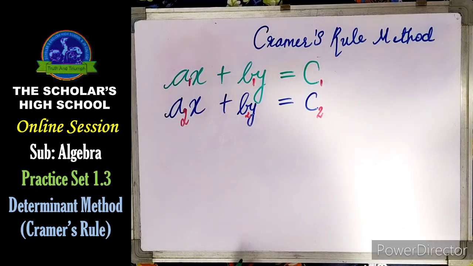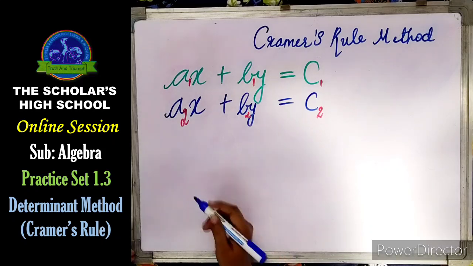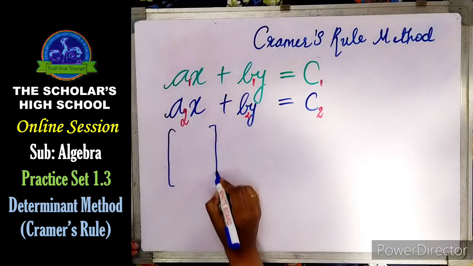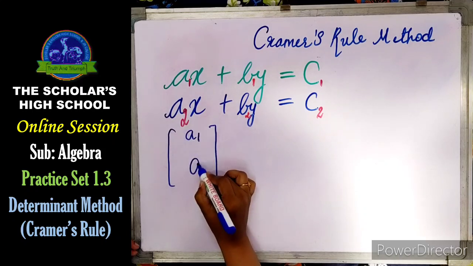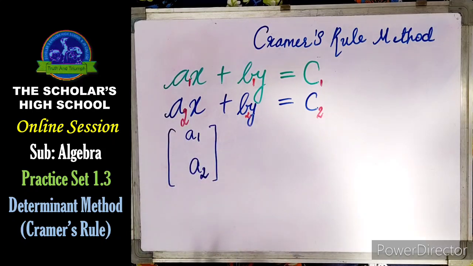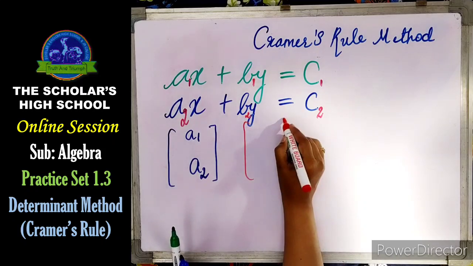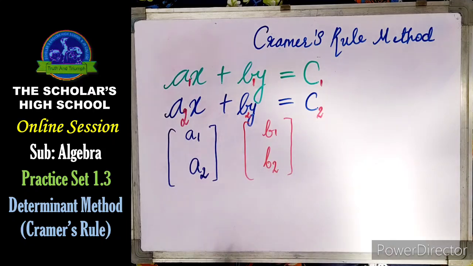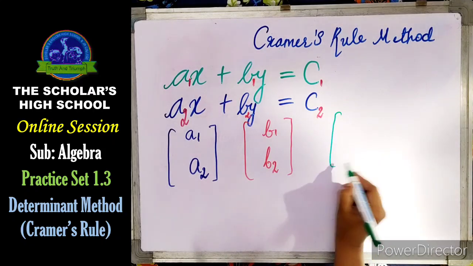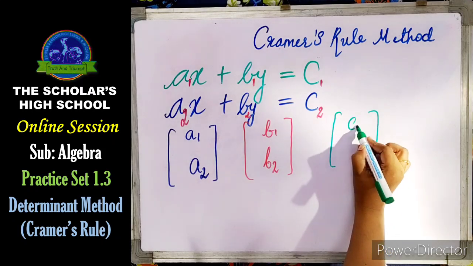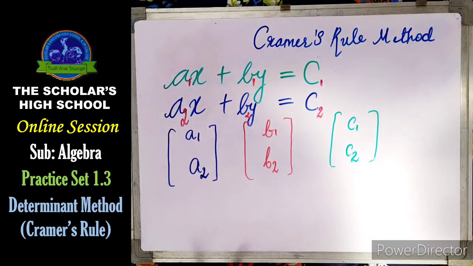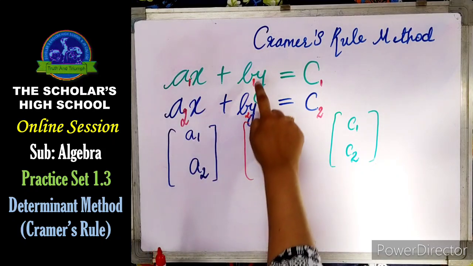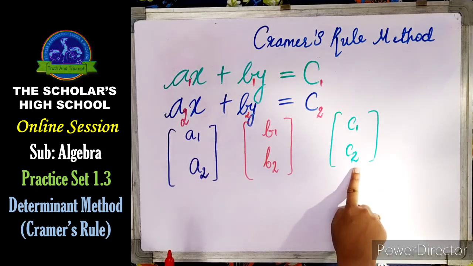So here we get columns, three columns we will be receiving here. Your first column will be A1 and A2. Your second column of the particular equation is B1, B2. And your third column is C1, C2. From the linear equation, you will be having three columns A1, A2, B1, B2, C1, C2.